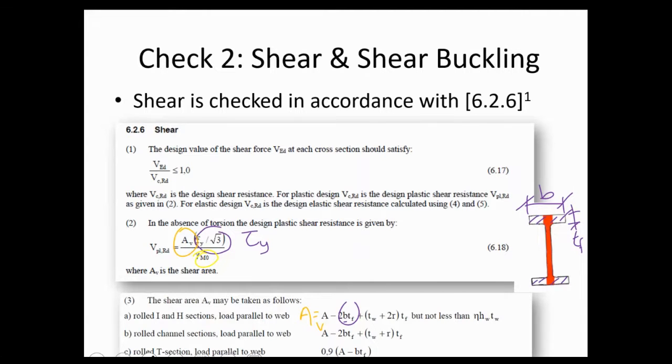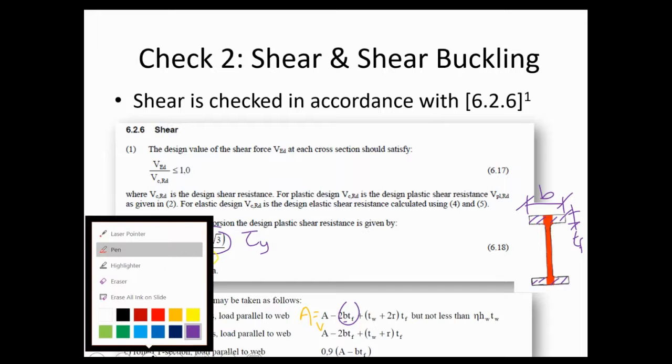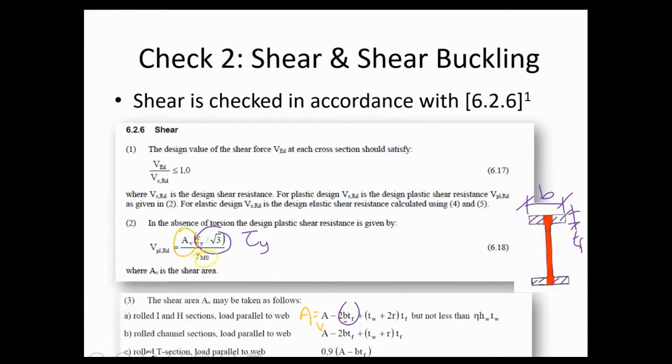Now we're left with everything in red, bar the stuff that's overlapping with the purple. And then you add back in the thickness of the web, tw, plus two times r, times the thickness of the flange, tf. So this component here, we're going to add back in, which is effectively this bit up here and this bit down here. That's where that equation comes from.